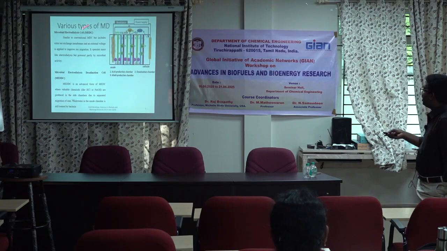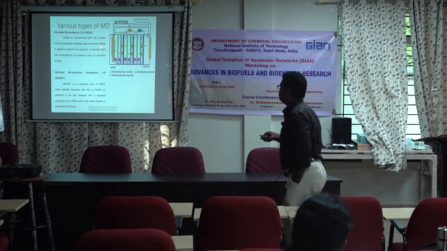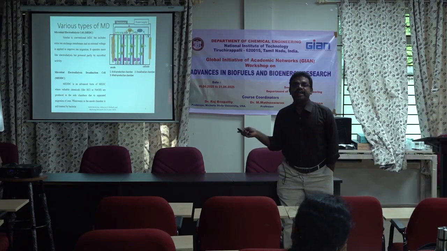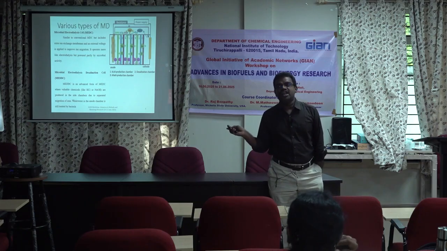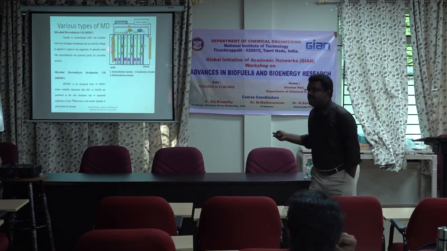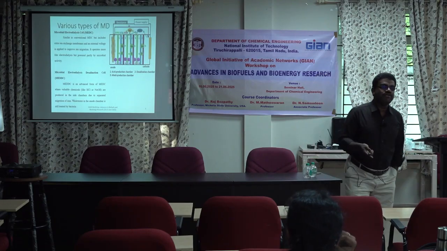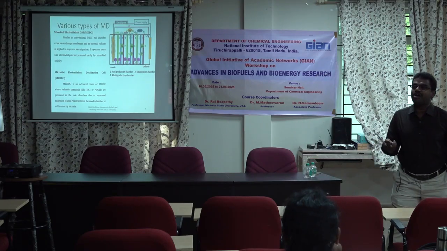This is one, and another one is the microbial electrodialysis and desalination cell. In the previous one, it is used only for hydrogen production as well as saline water treatment. Here, instead of producing the hydrogen, you can produce some kind of acid or base.